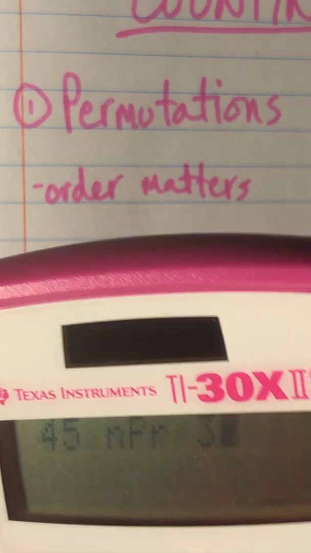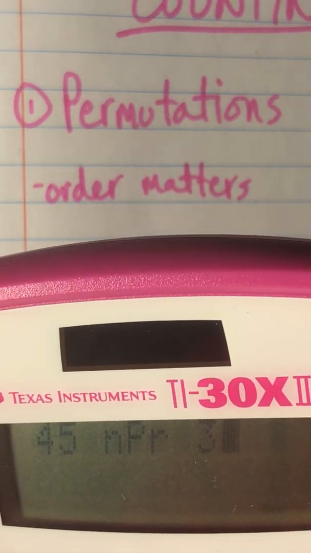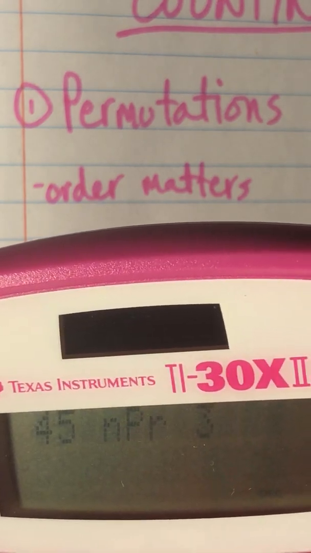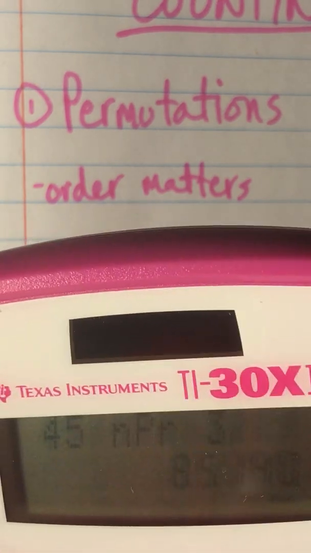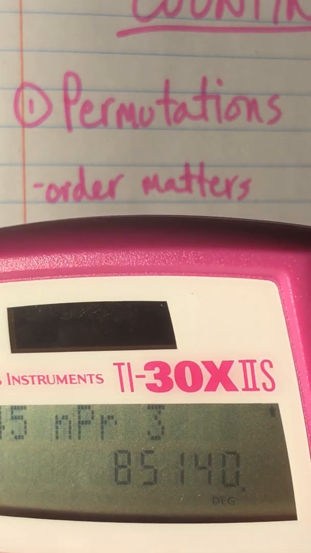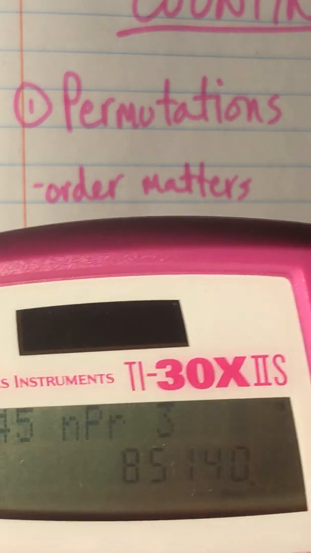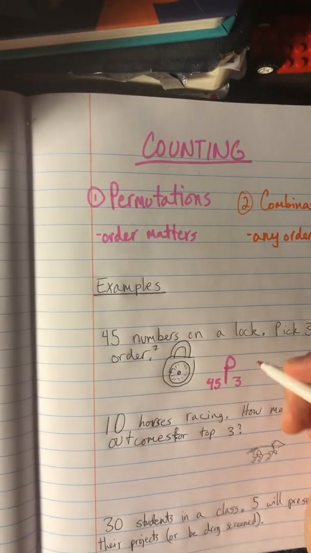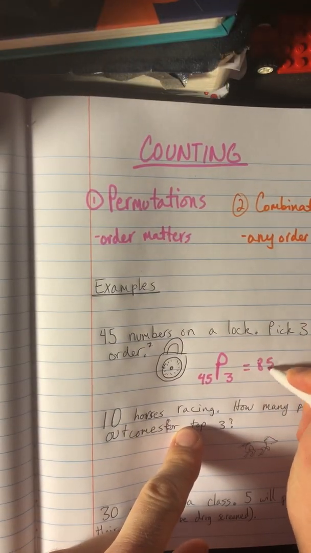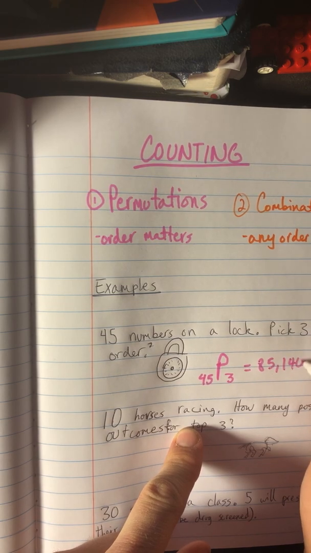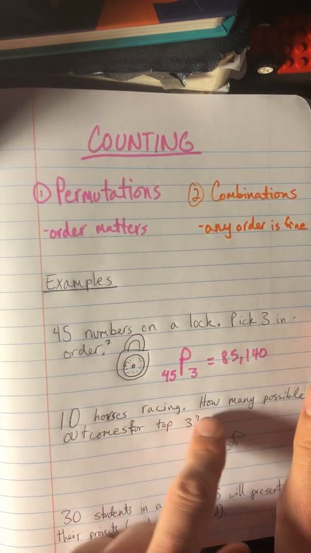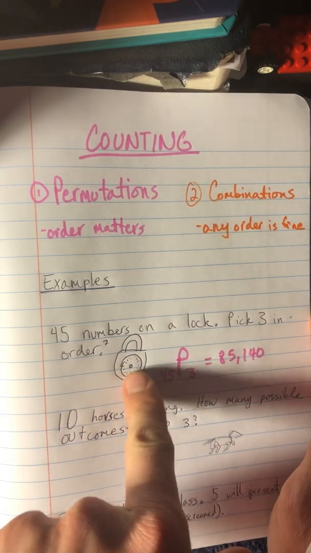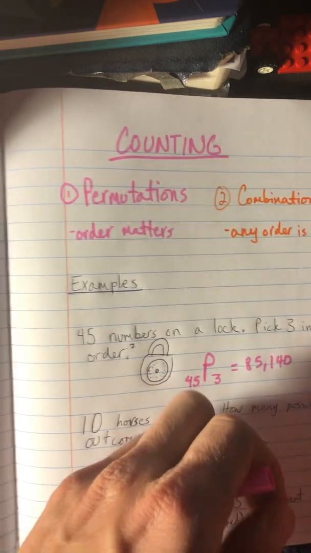So how many different ways are there to choose an order for our lock? Well, 85,140. There are 85,140 different ways that you can choose a lock sequence, or a sequence to open it.